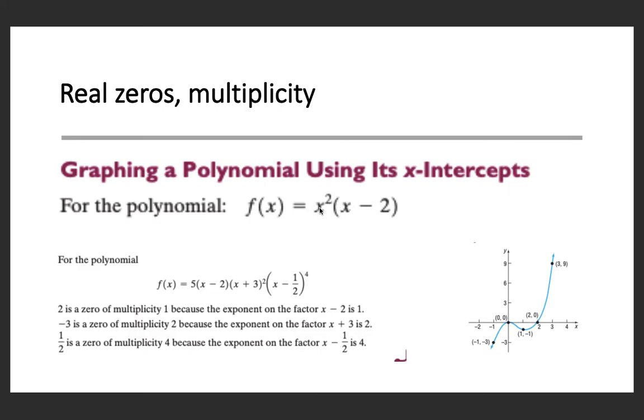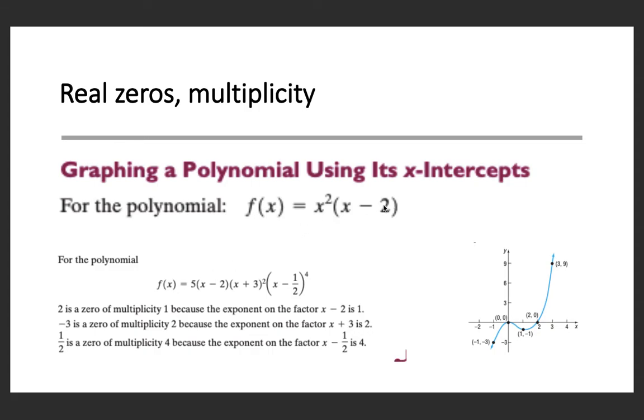Multiplicity: we said x equal to 0 comes from here. The power of that factor is 2, which means the multiplicity of that real zero is 2. The multiplicity of the real zero at x equals plus 2 is 1, because the power here is 1.